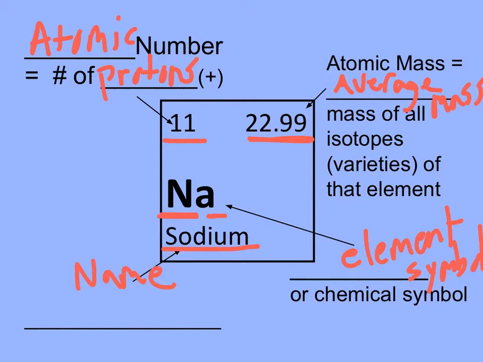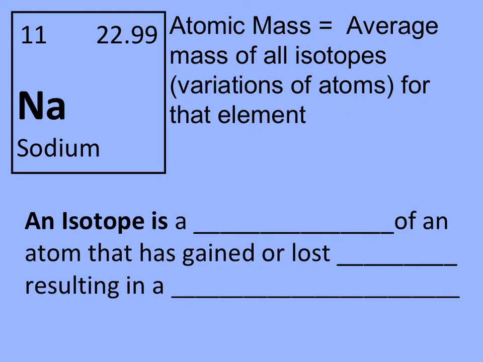Well, sometimes you might confuse which number is which. Like for this one, is this the atomic number or is it the atomic mass? Well, you can think of this number as always going to be a whole number, because you can't have just a part of a proton. You're going to have a whole number for that. This number here, the atomic mass, is an average, so it makes more sense that that one is a decimal. So the atomic mass is the average mass of all the isotopes or variations of the atom for that element.